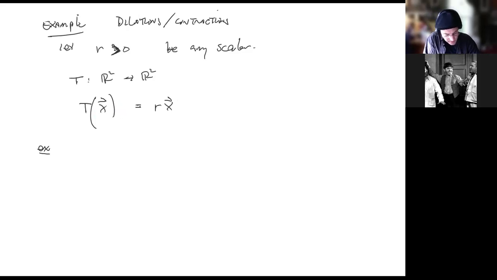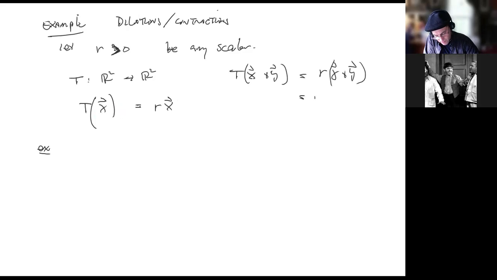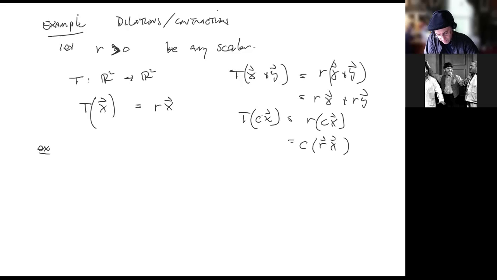First of all, this is a linear transformation because T of x plus y, the sum of two vectors x and y, is r times (x plus y). And this is one of the properties of scalar multiplication: it's rx plus ry. And T of c times x is r times cx. But this is the same as c times rx by another property of scalar multiplication. So that's going to be c times T of x.